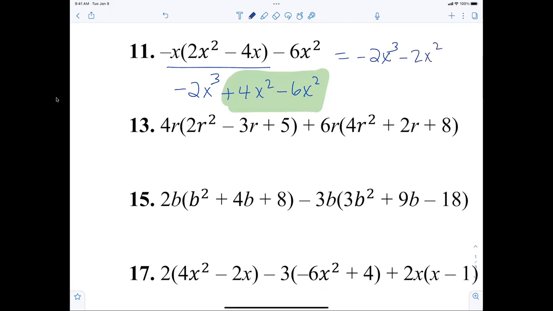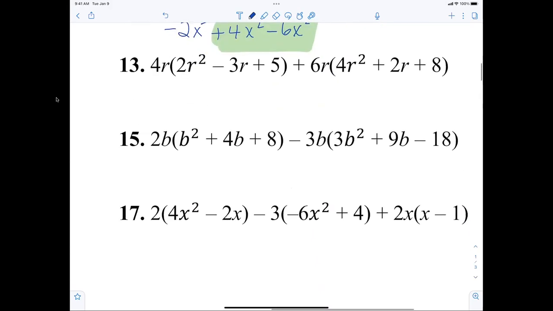Very nice. Distribute. Combine terms. So we're doing the last 2 days here. We're combining both things. All right. Now I'm on number 13.